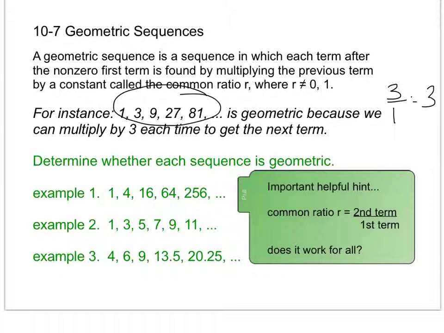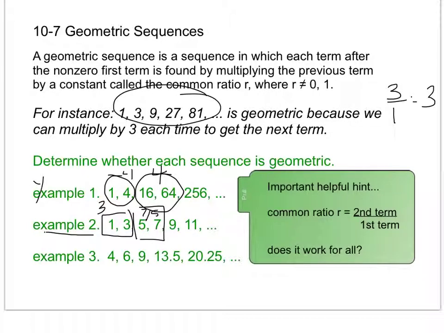So for example, if I had 1, 4, 16, 64, and so forth, if I take 4 and 1 and divide them, I get 4. Then if I looked at the next two numbers, let's say 64 and 16, and divided those numbers, I'm getting 4. So you should see the pattern. When we look at example 2, when we divide those two numbers, it's 3. But if you take, say, 5 and 7 and divide that, you're not getting 3. So therefore, example 2 is not a geometric sequence. So number 1 is a yes.